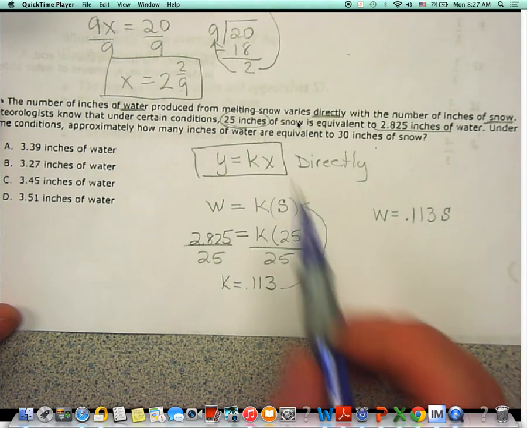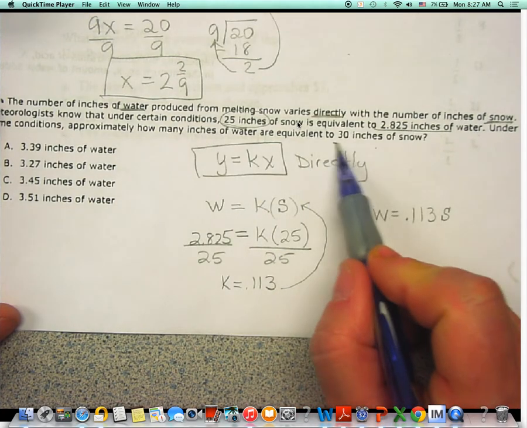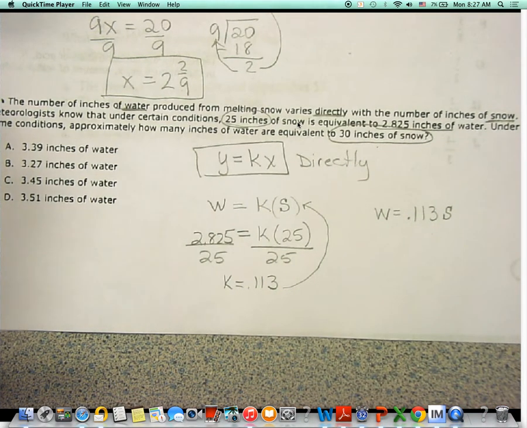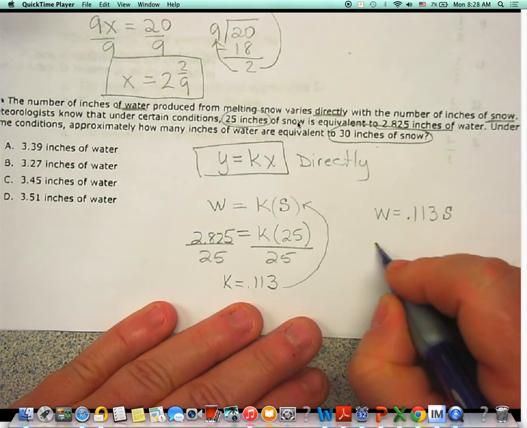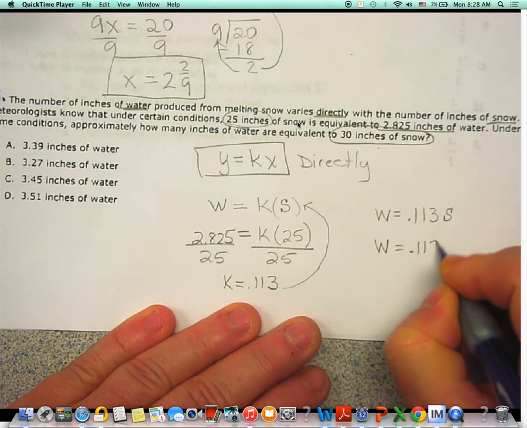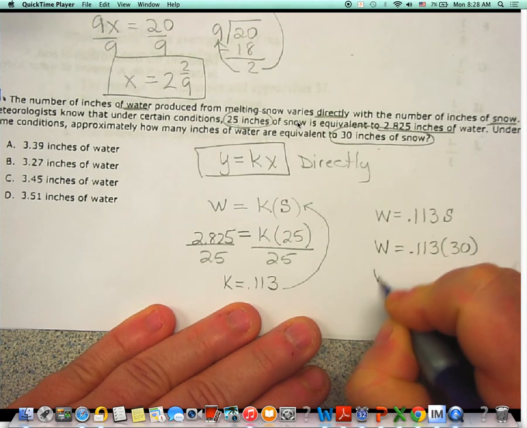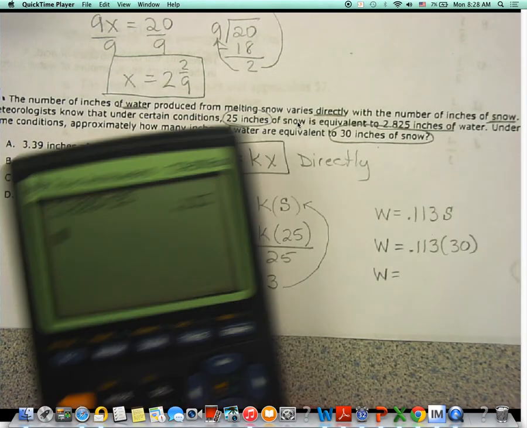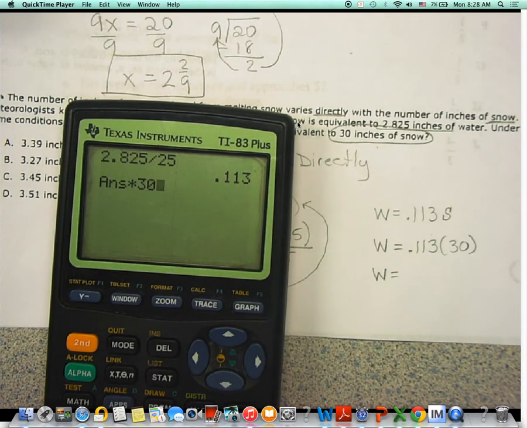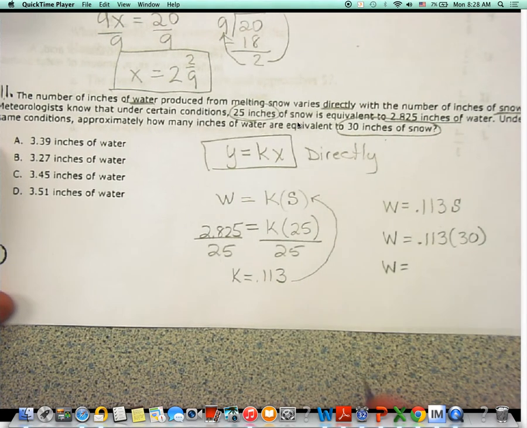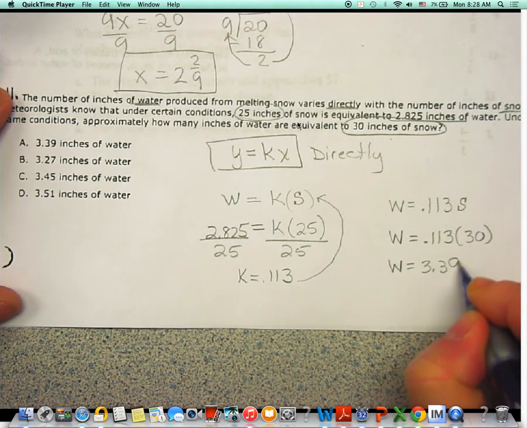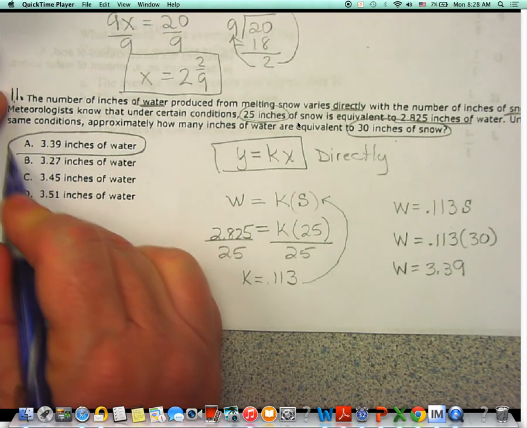Then it says how many inches of water is equivalent to 30 inches of snow. So the 30 will go where the S is, because that's the snow. So we'll multiply that times 30, 3.39. And that's A.